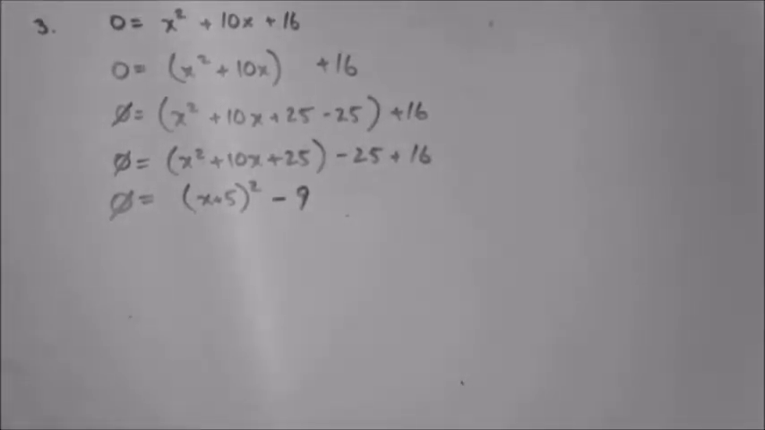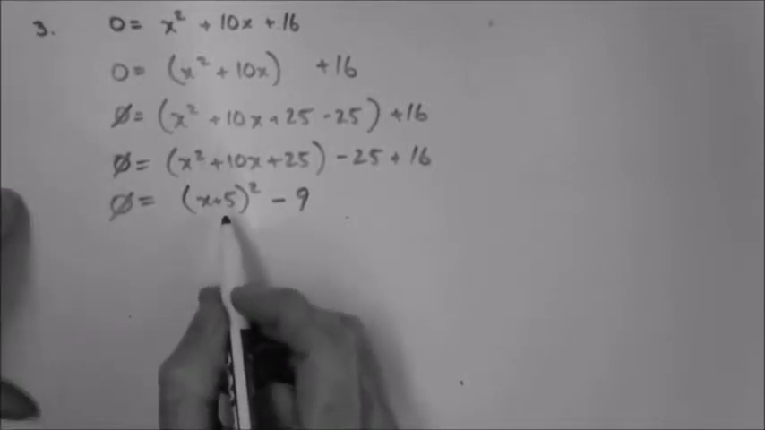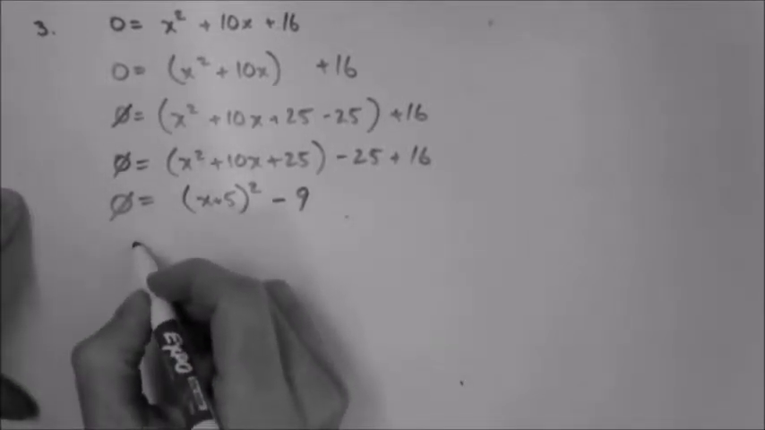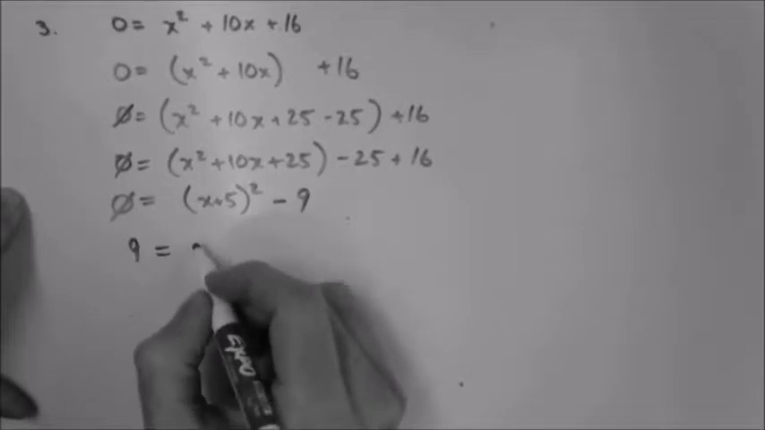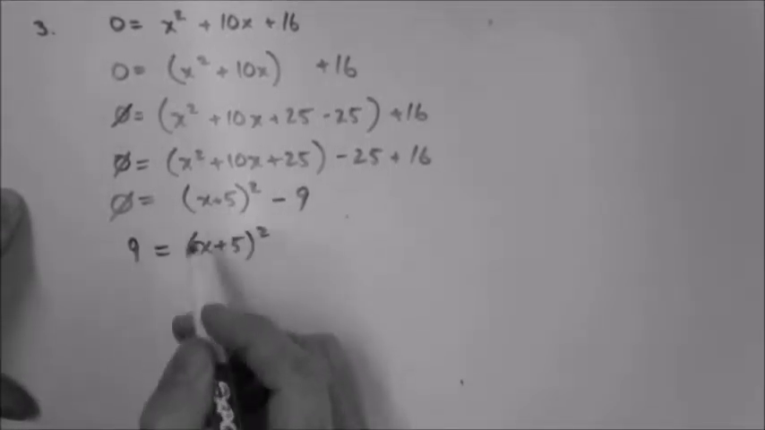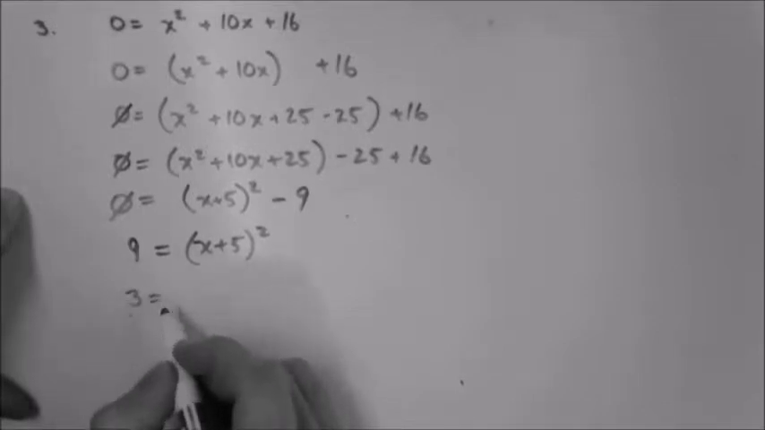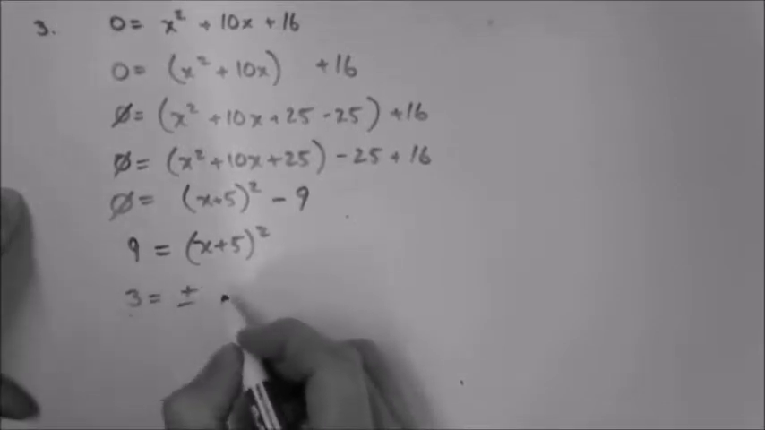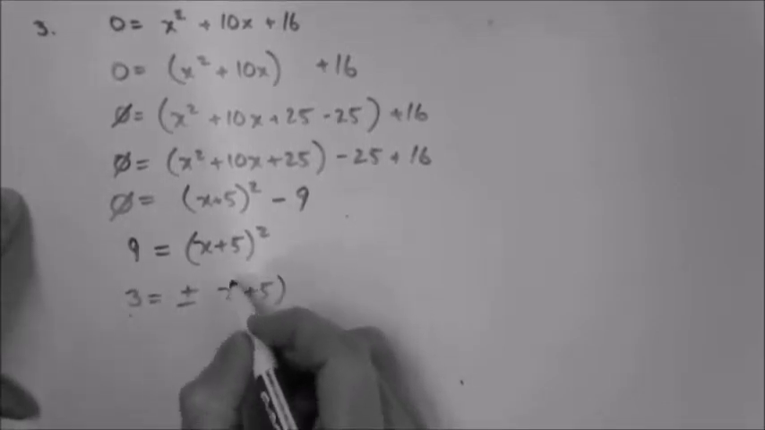And there we've completed the square, but we haven't solved yet. So now we still need to solve. So again, we're going to add 9 to both sides. It's going to equal x plus 5 squared. I can take the square root of both sides. Again, that's going to leave me with plus or minus x plus 5.